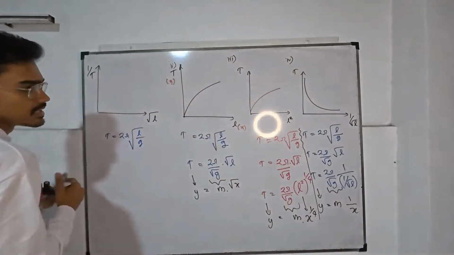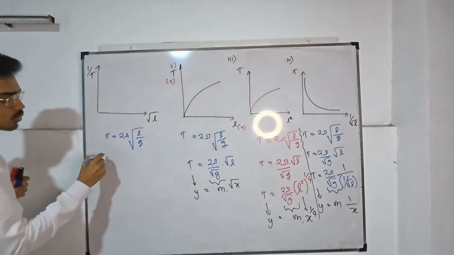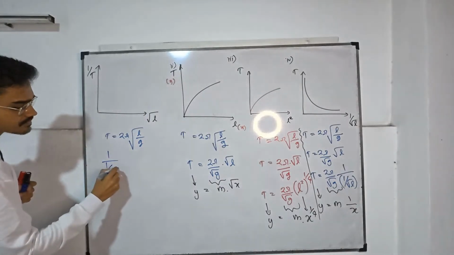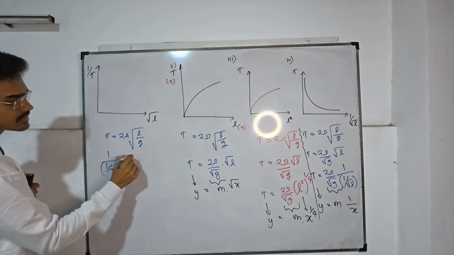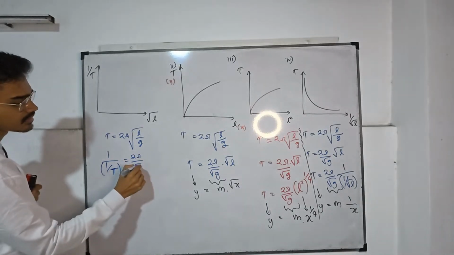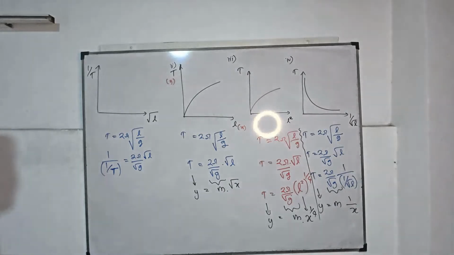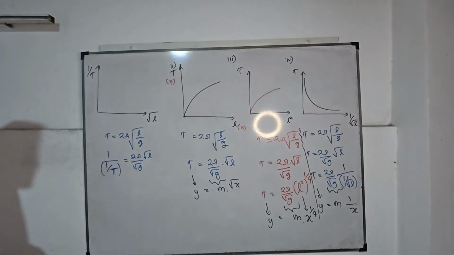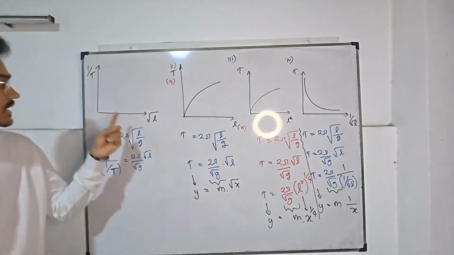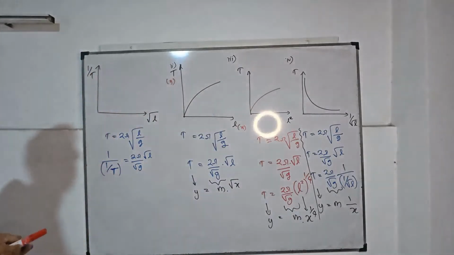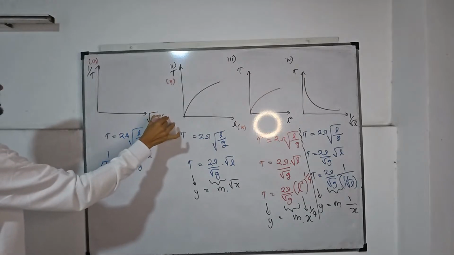So with the same idea, same concept, we can write 1 over t as 25 root G root L. Now 1 over t is going to be my y, right? 1 over t is y here, and root L is x here.